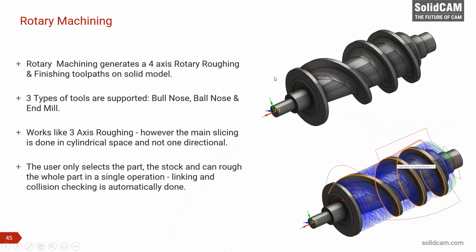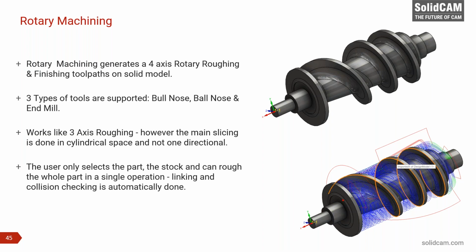Right, let's go to rotary, which is a very powerful function for machining any part that rotates around the fourth axis. Now here, the difference between rotary machining and rotary finishing is that in rotary machining, it's a pure roughing and finishing toolpath that it will generate, not just finishing along and across, but it identifies wall features and floor features separately and machines them accordingly.